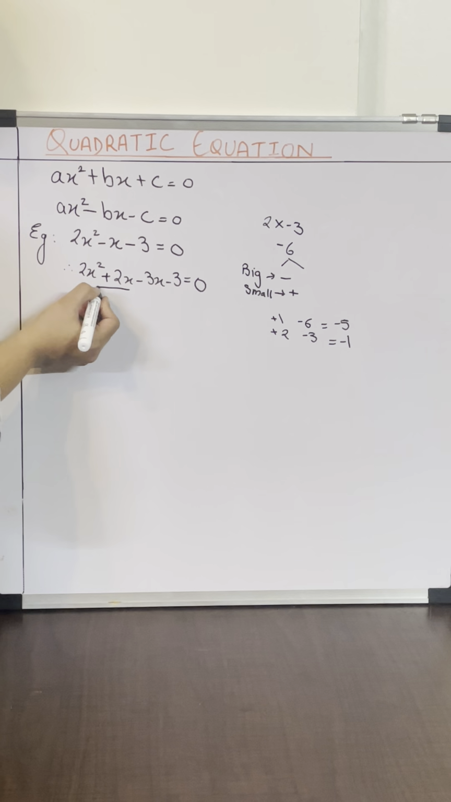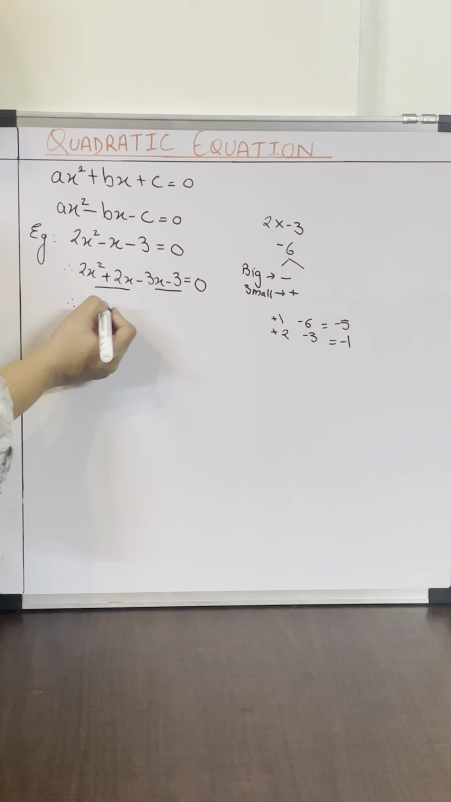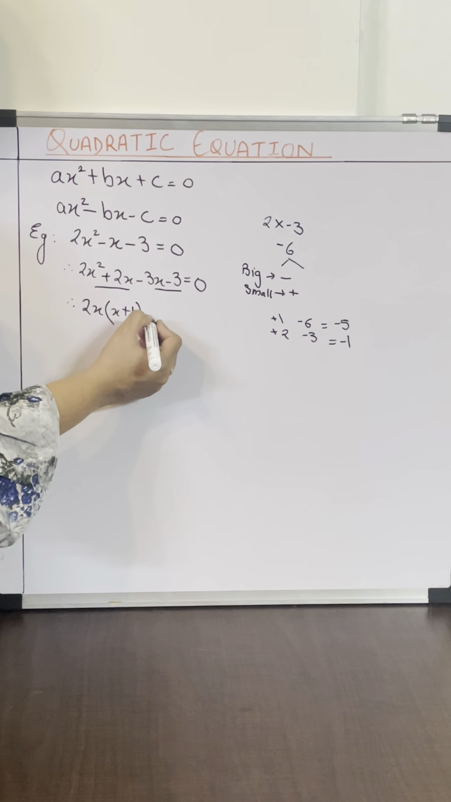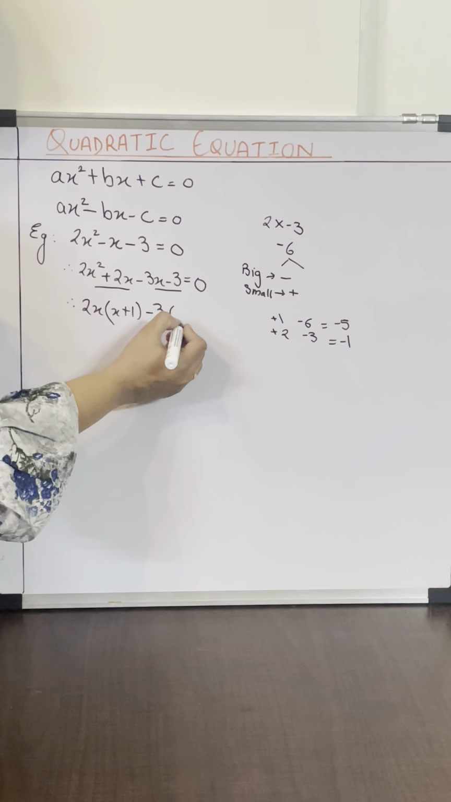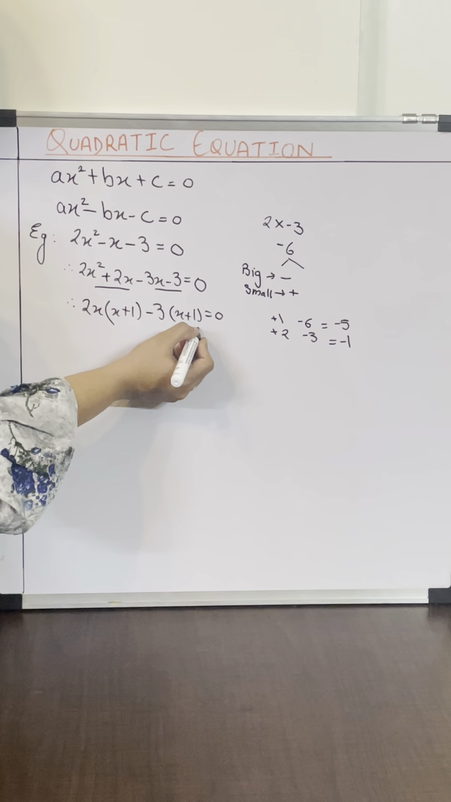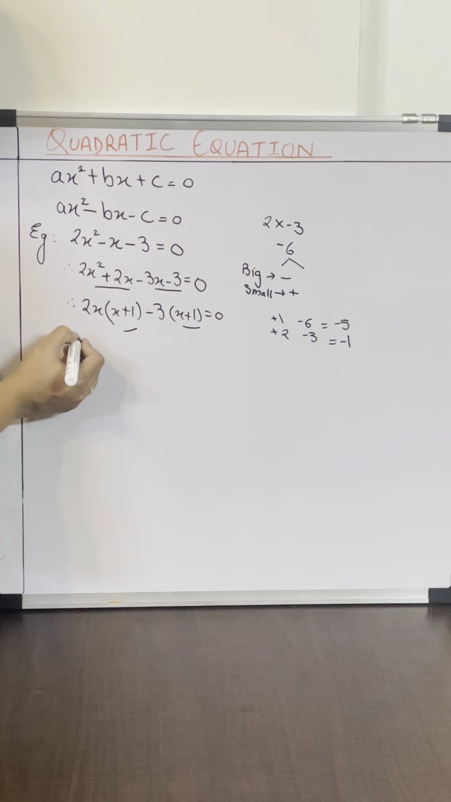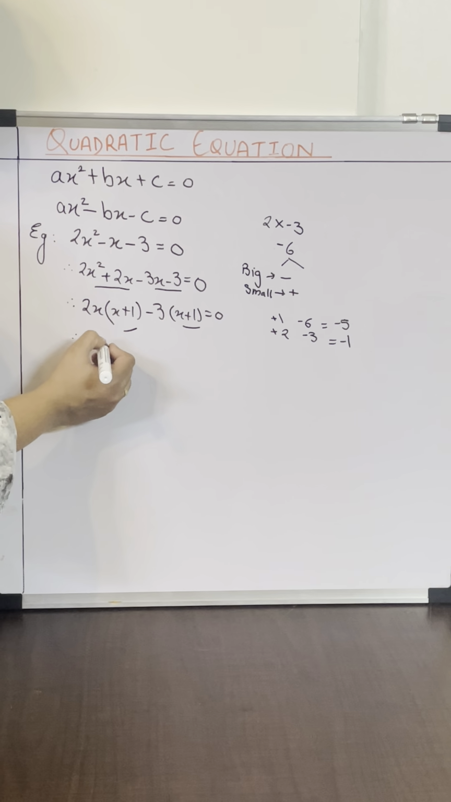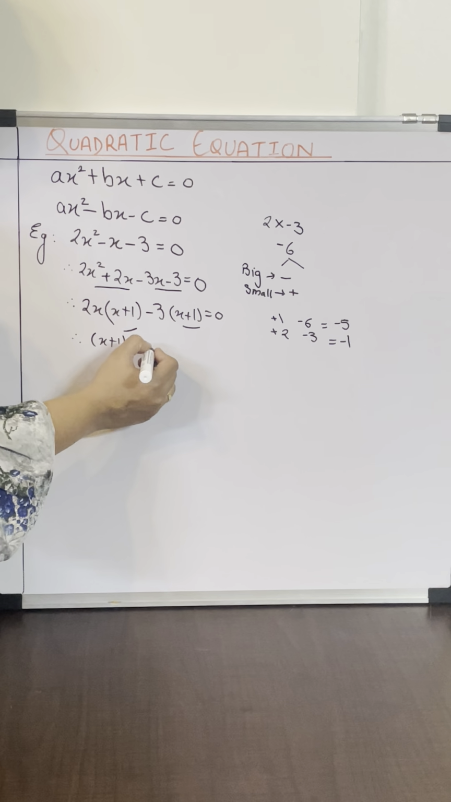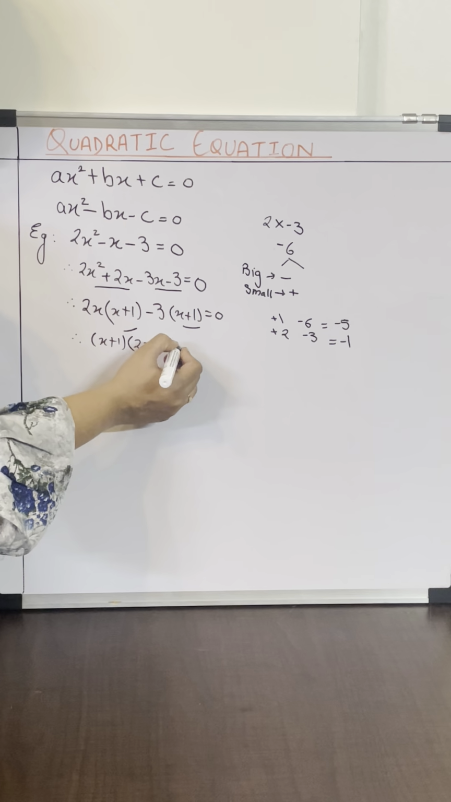Now pairing the two terms together and taking out the common terms. From the first two terms I can take out 2x common, and I am left with x plus 1 over here. From the next two terms I take out minus 3 common, and I am left with x plus 1 over here, and they are equal to 0. Now the common term is x plus 1, so I write it down once, that is x plus 1, and the remaining terms in the second bracket, which is 2x minus 3, is equal to 0.